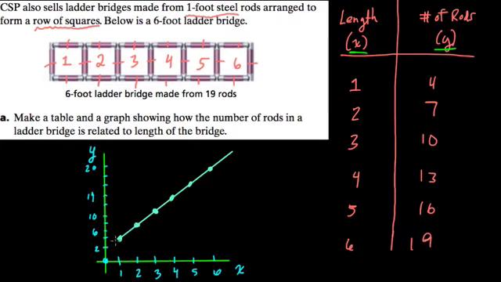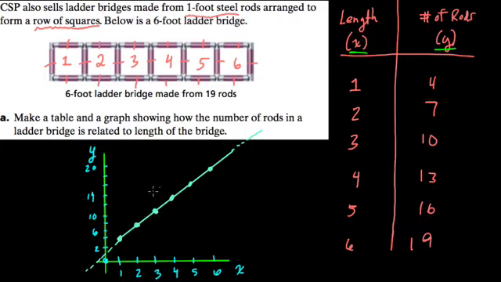So according to this graph, if we had 2 feet, we would need 7 rods. If we had a bridge of 1 foot, we would need 4 rods. But then for a bridge of 0 feet, we would still need 1 rod, right, if I extended this line right here. And the same is true if I extend past it and in between any points right here. So the question is, does that make sense? Well, I would say no. I would say this is not a typical linear function.